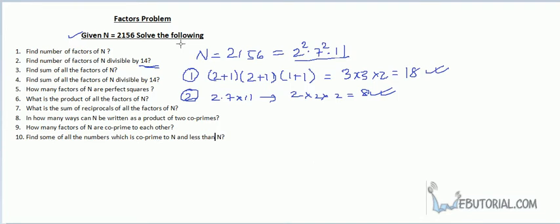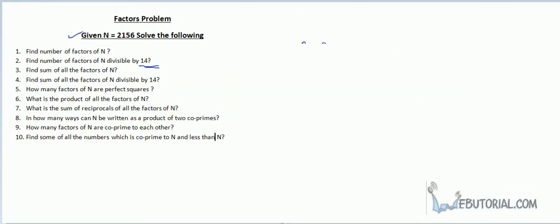Now I'll move on to the third problem. The third problem is to find the sum of all the factors of n. For the sum of all the factors of n, we have to write the expression. So the sum of factors is equal to, I am writing it in the form of an expression. You know that n is 2 square, and again I am not writing that.